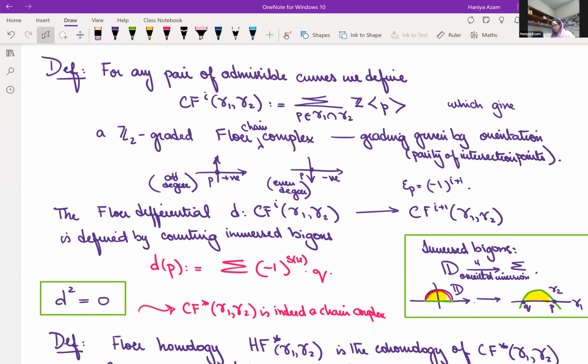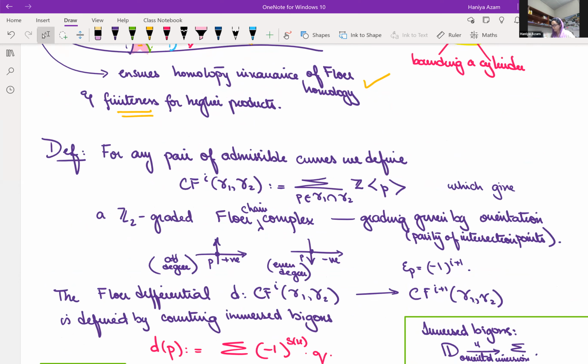So for any pair of admissible curves, you start with gamma 1, gamma 2, these are admissible curves, you can define this vector space, generated over Z by the intersection points between gamma 1 and gamma 2. So you have two curves and they intersect at some points. You take these points, and with these intersection points, you generate a group. And this is graded. You see an i over here. This means that here you have chains of degree i, and this is Z2 graded. So you either have an odd degree or an even degree. And this degree is again given by the orientation.